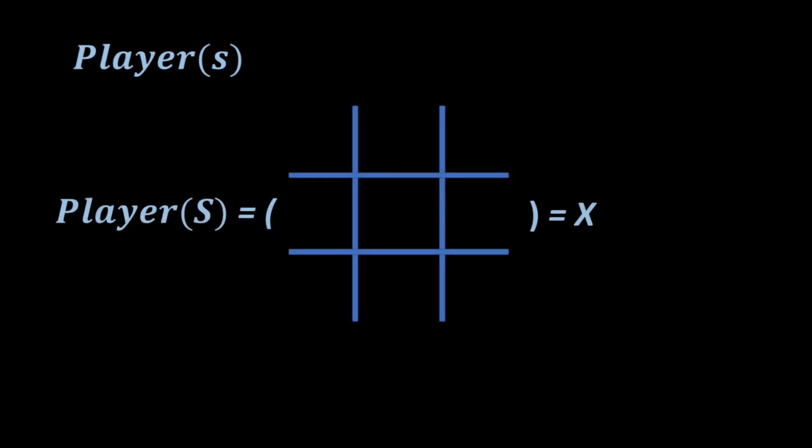Now we have the player state, and this will define who will play in this situation. From the initial state, where there is nothing, the player will be X, and when player X plays, the next player will be O, and when O plays, the next player is X, and so on and so forth. Now we have the actions, and actions are how making an action will affect our state.